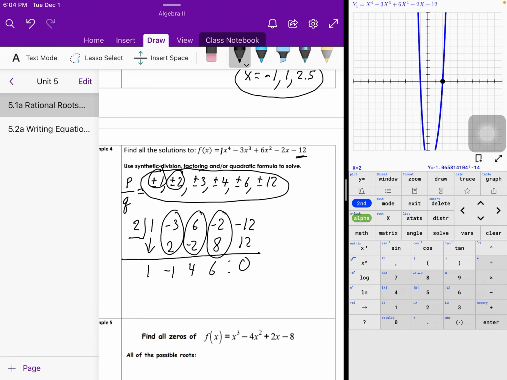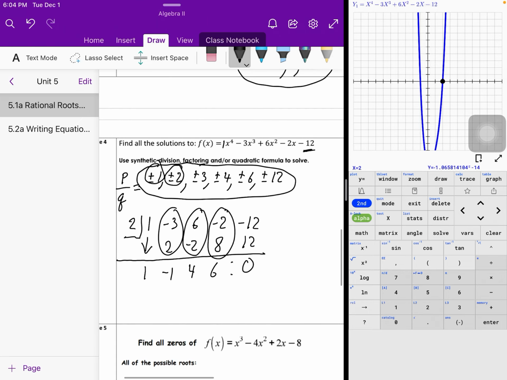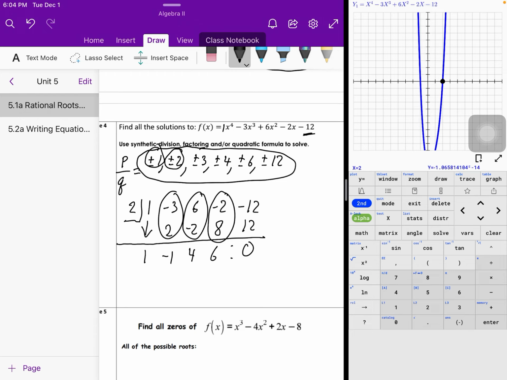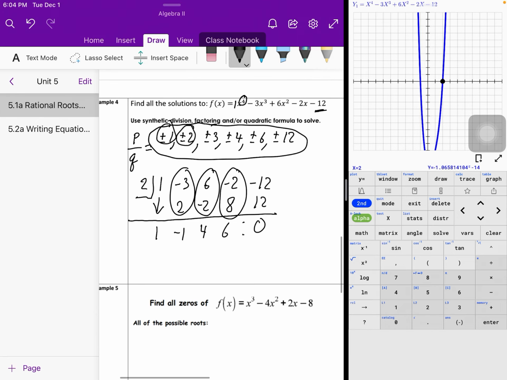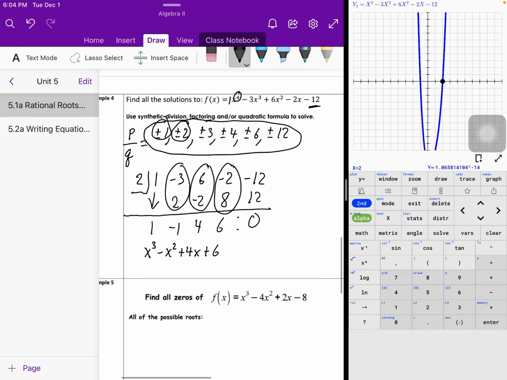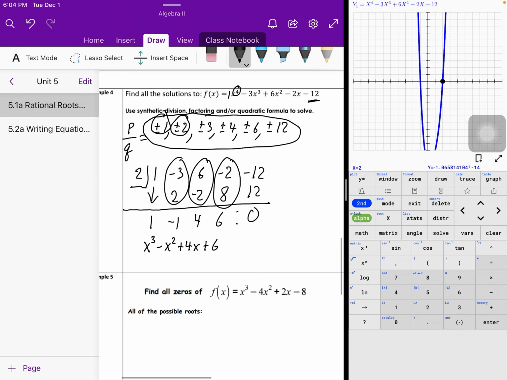We always want to get 0 at the end if we're doing this correctly, because we need to break it down. Now the thing to be careful about here is we started with a 4th degree, so we should have 4 solutions. But that means that this first term is going to be x cubed, because it's 1 less. Then it's minus x squared plus 4x plus 6. This cubic we can't factor yet. We need to get it down to a quadratic. That's going to be the easiest way.